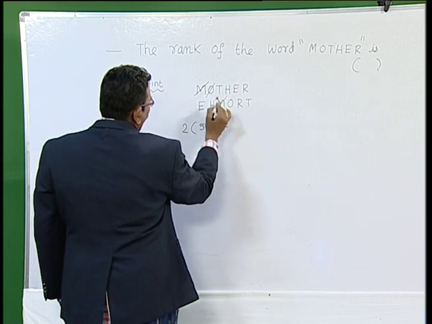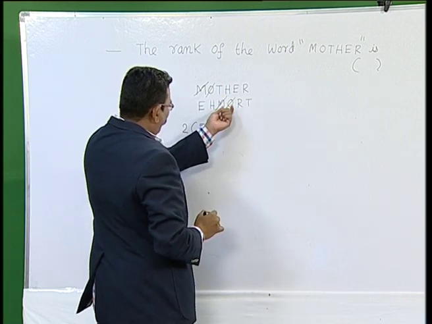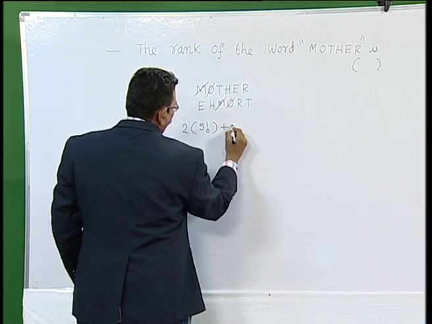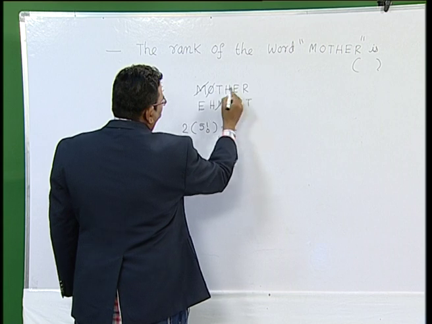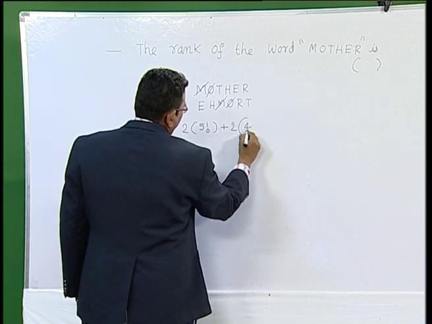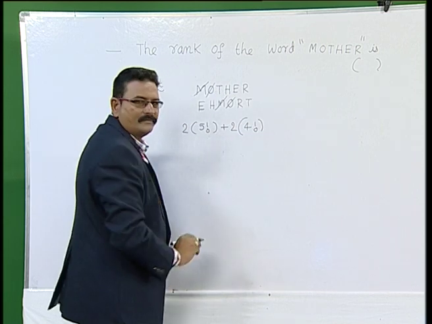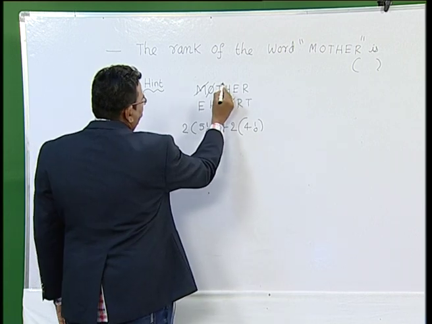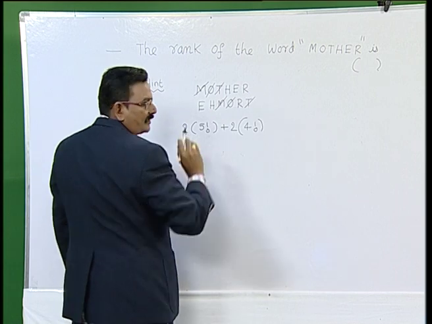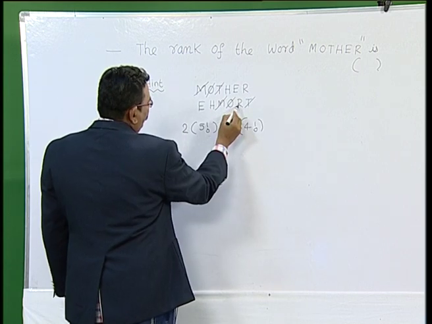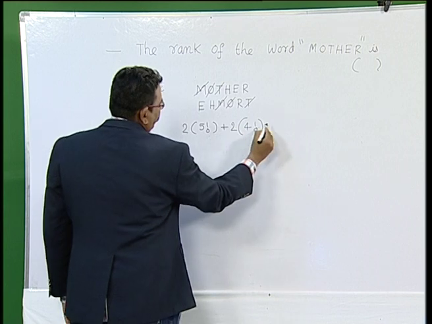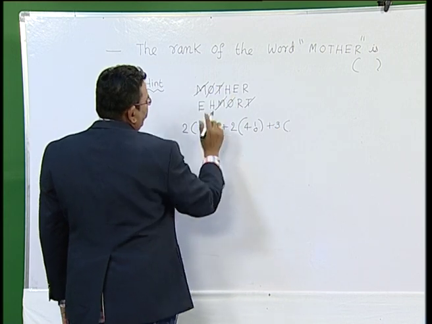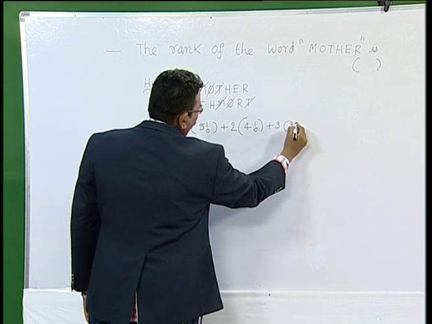So cancel O. Before O, how many letters are there? 2 letters, so write down 2. After MO, 4 letters remain, so we write 4 factorial. Understood? The next letter we require is T. T cancel. Before T, how many are there? 1, 2, 3. Plus 3 into, here also 3 letters are left, so write 3 factorial.